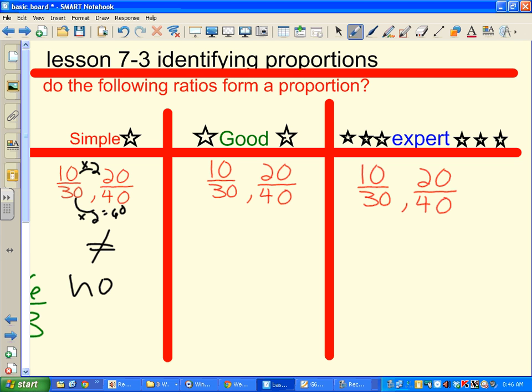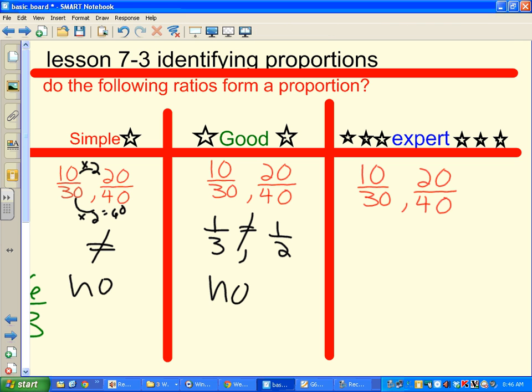The good way. Can I divide 10 by something and 30 by something? Yes, I can divide them both by 10. 10 divided by 10 is 1. 30 divided by 10 is 3. I get 1/3. Okay. Now 20 and 40, can I divide them by something? Well, I can divide them by 10 too. What I end up getting is, well, actually I can divide it by 20. What am I talking about? 20 divided by 20 is 1, and 40 divided by 20 is 2. I get 1/2. 1/3 does not equal 1/2, so this answer in this one is no.